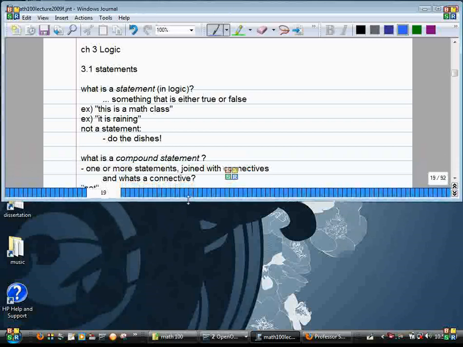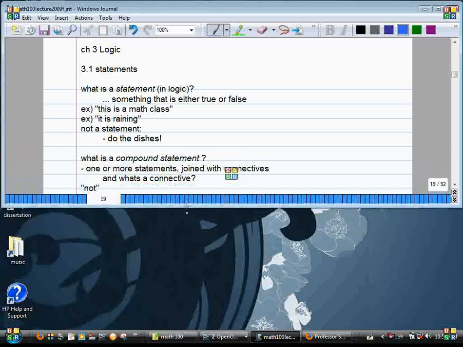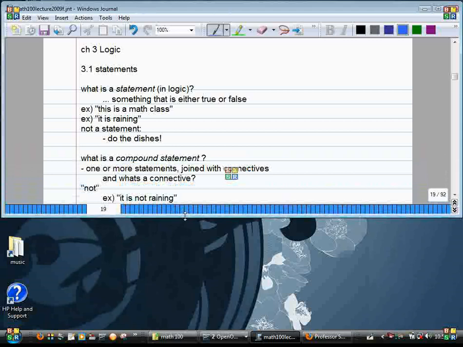First example of a connective is the word not. So let's apply that. Instead of it is raining, it is not raining. By the way, what is the value of this statement? This is now true.